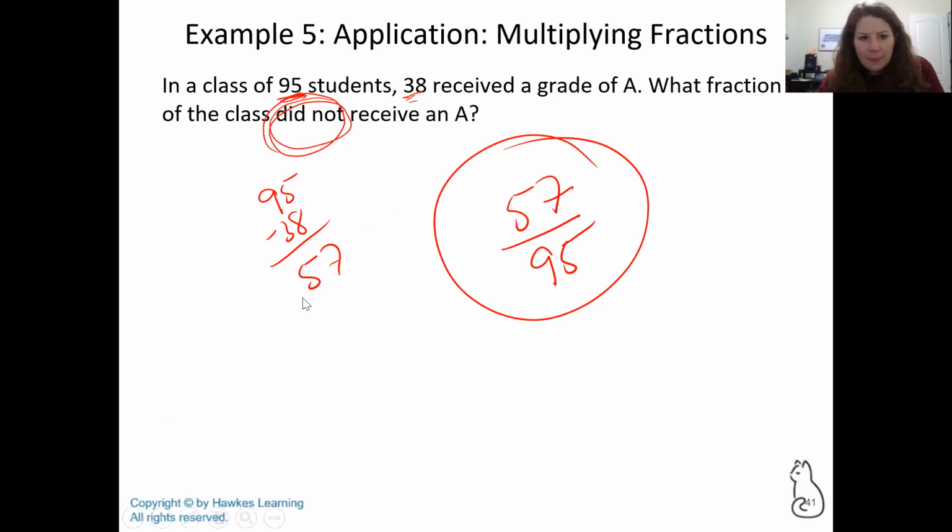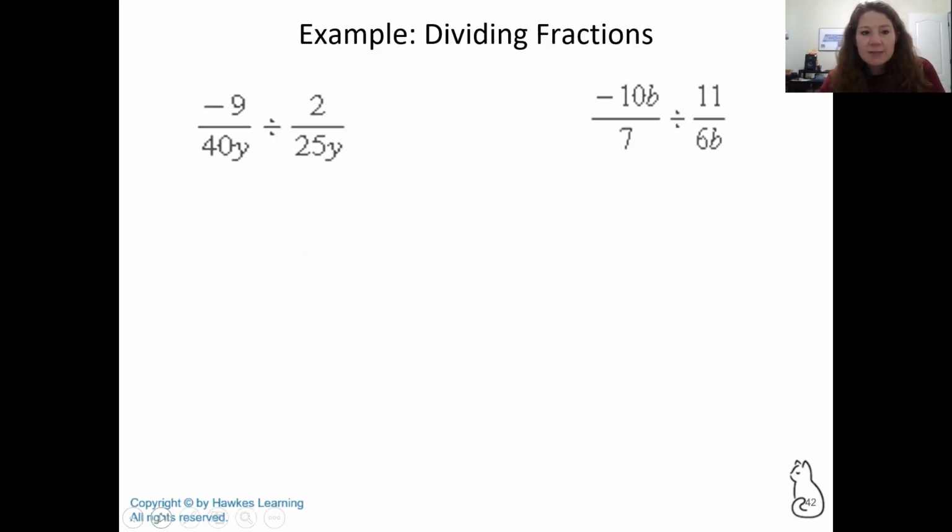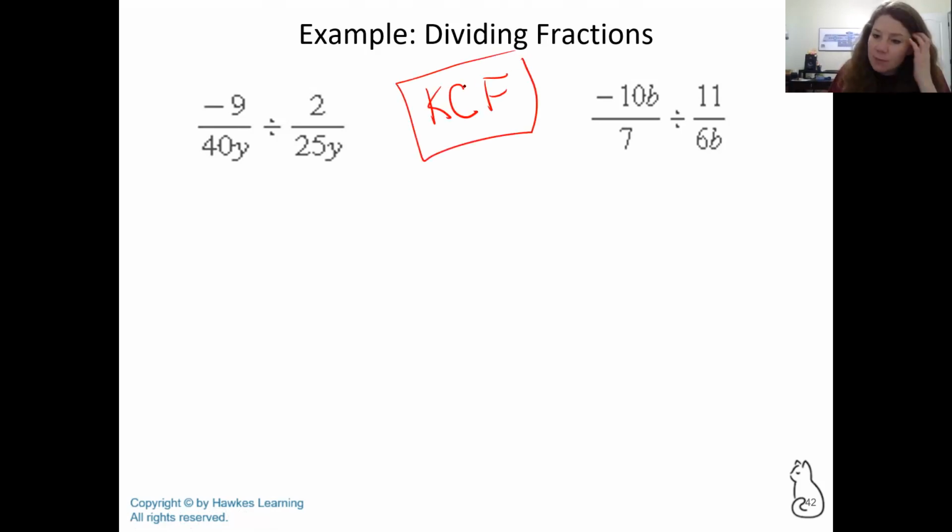All right. So read it carefully, you guys. Read it carefully. Now when we divide fractions, and we've done this before, we're going to keep it, change it, flip it. Y'all remember that? KCF, almost like Kentucky Fried Chicken, but KCF. So we're going to keep it. We're going to change division to multiplication, and we're going to flip it.